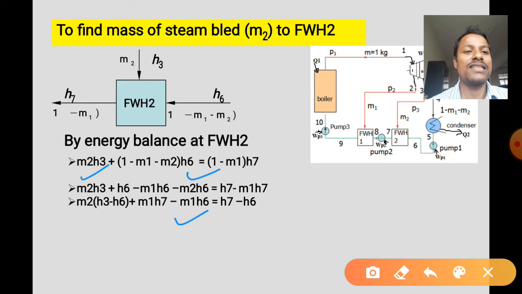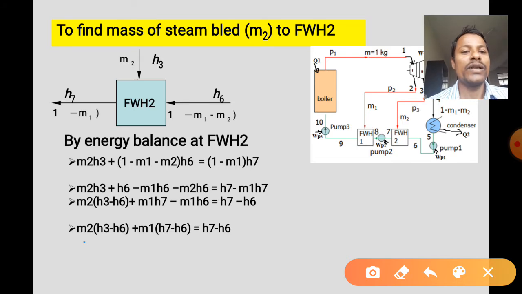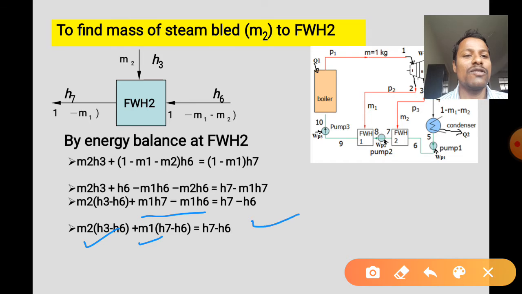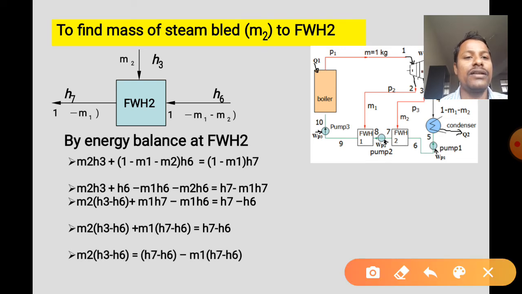and H7 H6 term I am shifting on the right hand side, so H7 minus H6 I got. So then again after that, M2 into H3 minus H6 from the previous step. So now I have taken M1 common from this, that is M1 into H7 minus H6. So H7 minus H6 I have kept common. So in the next step, I have shifted this term onto the RHS and we have written the next step.